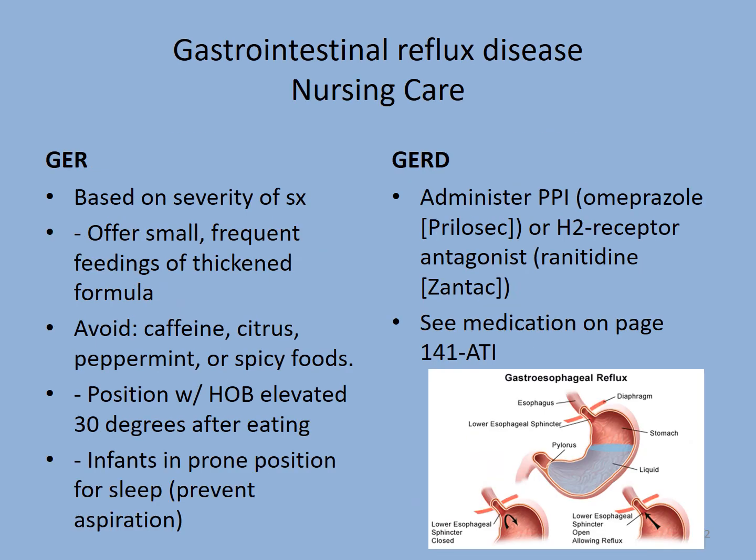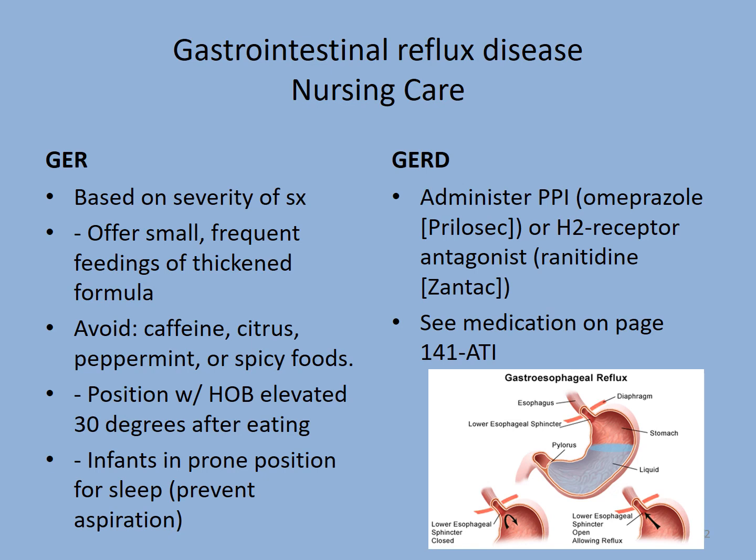So based on how bad the symptoms are, we teach the parents to offer small, frequent feedings of thickened formula. Usually it's a teaspoon of rice cereal to an ounce of formula. One of the formula companies now makes, I think it's the Ross company, a formula that has rice cereal in it, but it's not thickened enough. It helps real mild cases, but it doesn't help many babies.